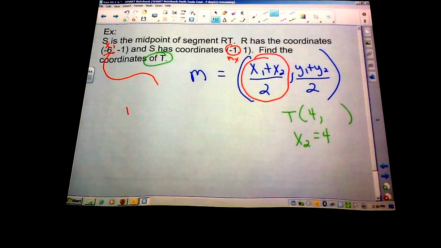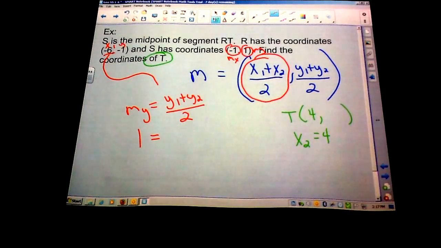And I'm going to put M sub y for the midpoint of my y's. The average of my y's is going to be y sub 1 plus y sub 2 over 2. Well, I know that the y's midpoint, what I'm calling M sub y, is going to be 1 now. So I'm going to fill in 1 for it. And I know that my y sub 1, or one of my coordinates, is given to me as -1. I'm going to add y sub 2 to it and divide it by 2.